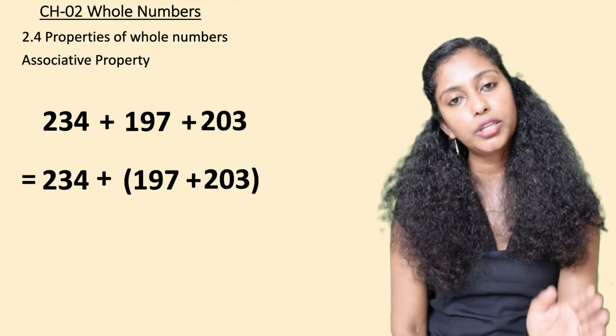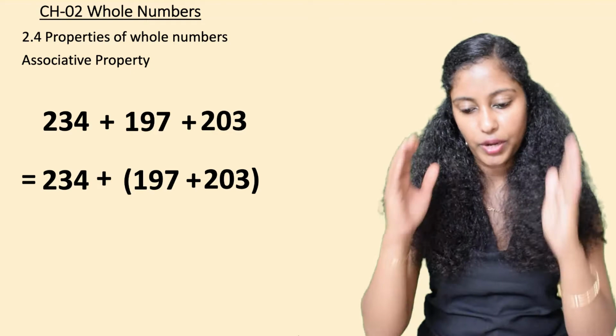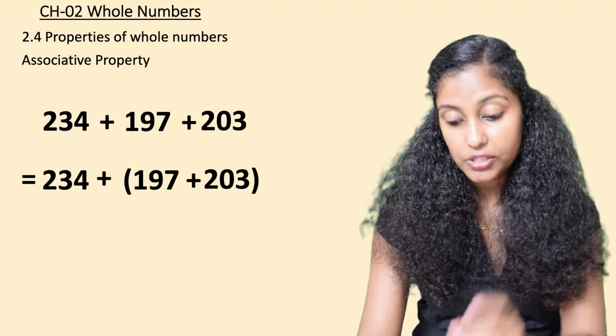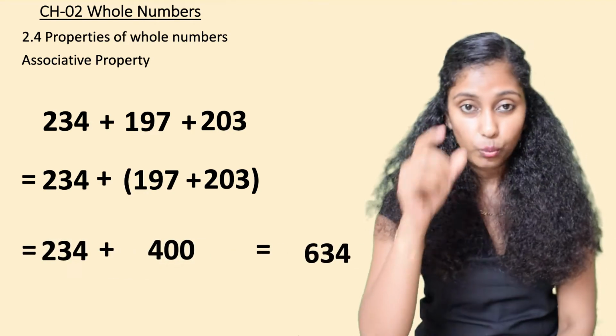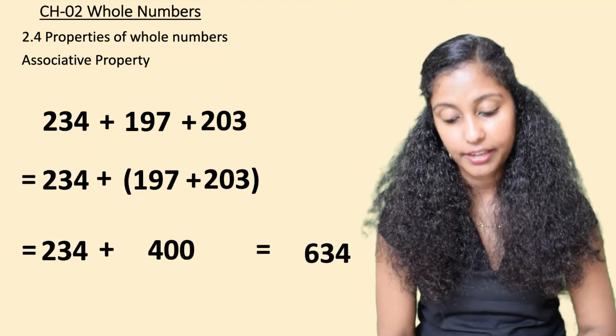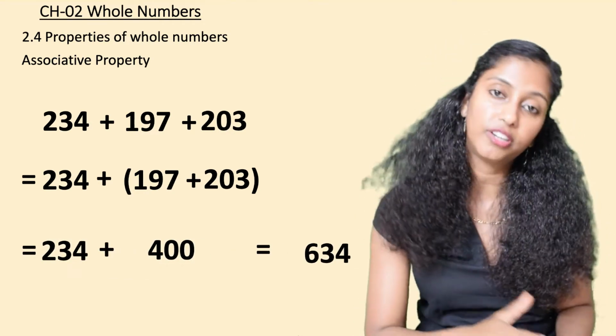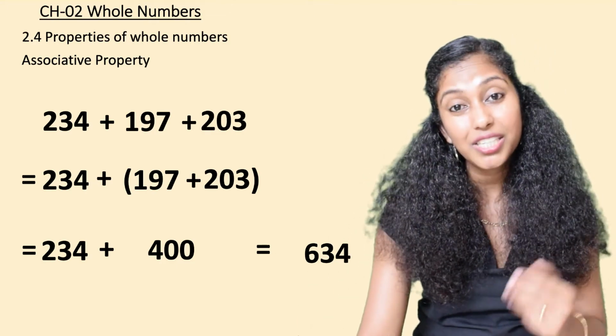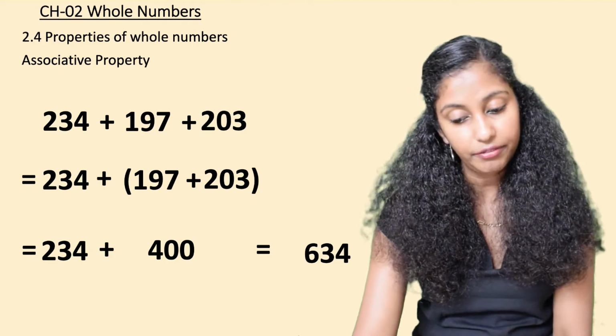So therefore, 234 is kept separately, whereas 197 plus 203 are taken together in a bracket, because that will give us an answer which has 0 in the tens and ones place, which is 234 plus 400. So our answer will be very easy. It will be very easy to find out the answer, that is 634.